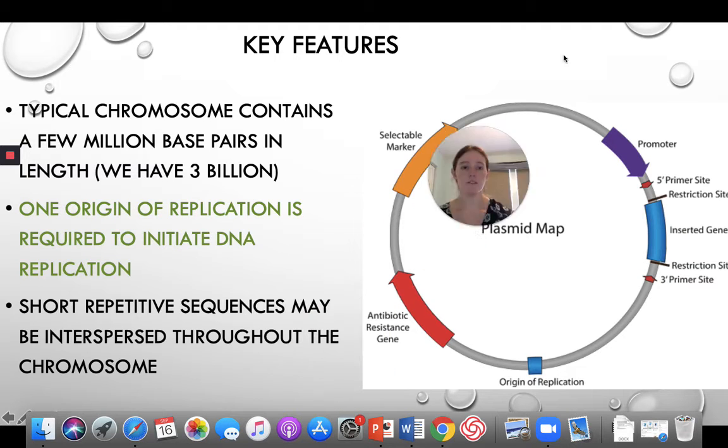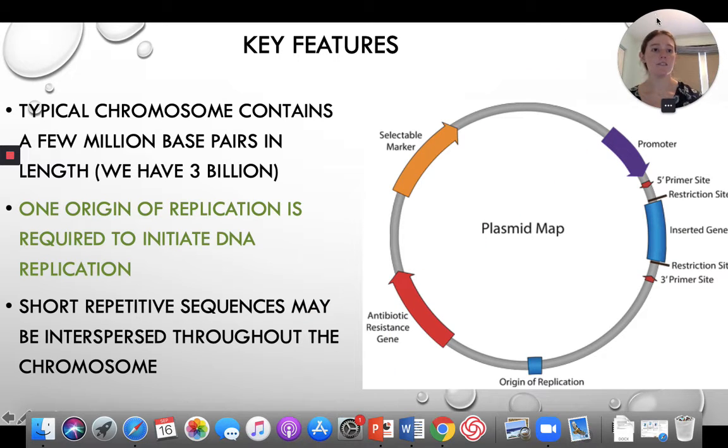There we go. A typical chromosome contains a few billion base pairs in length. We have 3 billion. There is one origin of replication, and this is going to be required to initiate DNA replication. On this particular plasmid, it's located right here. Again, you only need one, and that is going to allow the DNA to be copied.